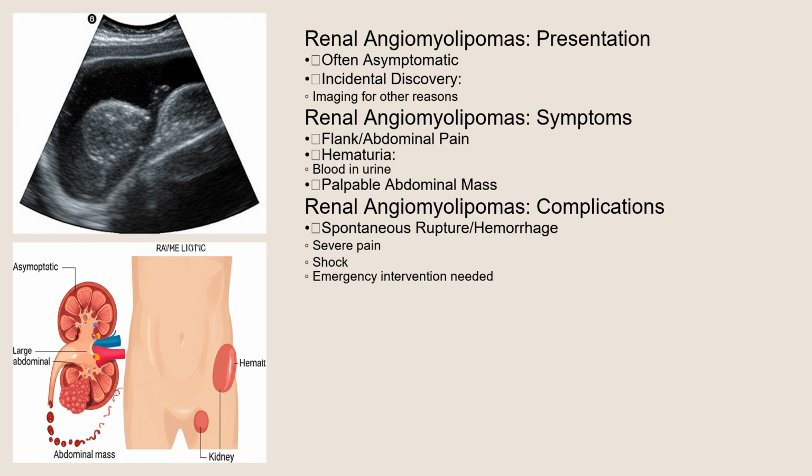The tricky thing about renal angiomyolipomas is that they're often asymptomatic, especially when they're small. Many are discovered incidentally during imaging tests performed for other reasons. However, as AMLs grow, they can cause a range of symptoms. The most common is flank pain or abdominal pain. Larger tumors may also compress surrounding structures, leading to hematuria, which is blood in the urine, or even a palpable mass in the abdomen. A serious complication, especially with larger AMLs, is spontaneous rupture and hemorrhage, which can cause severe pain, shock, and may require emergency intervention.